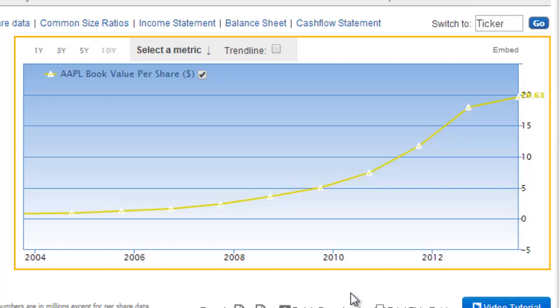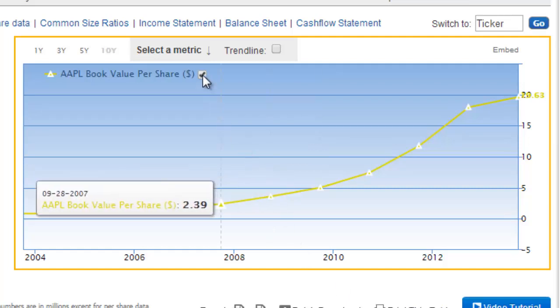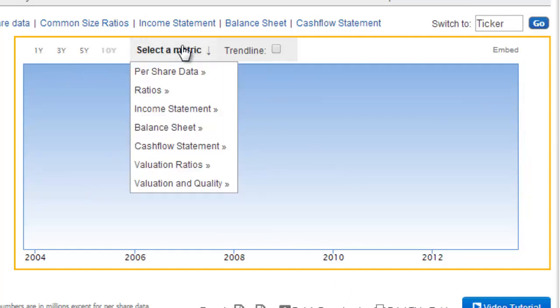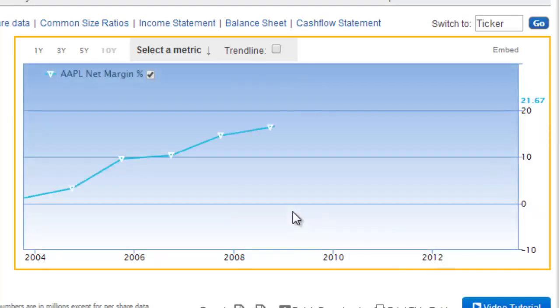These are the types of companies value investors love. One other thing you want to check is the development of a company's net profit margin. Go to Select a Metric, then Ratios, and then Net Margin. Preferably, you would see a growing net margin, but actually it is already quite an achievement if a company is able to maintain a relatively stable net margin over time, despite fierce competition.